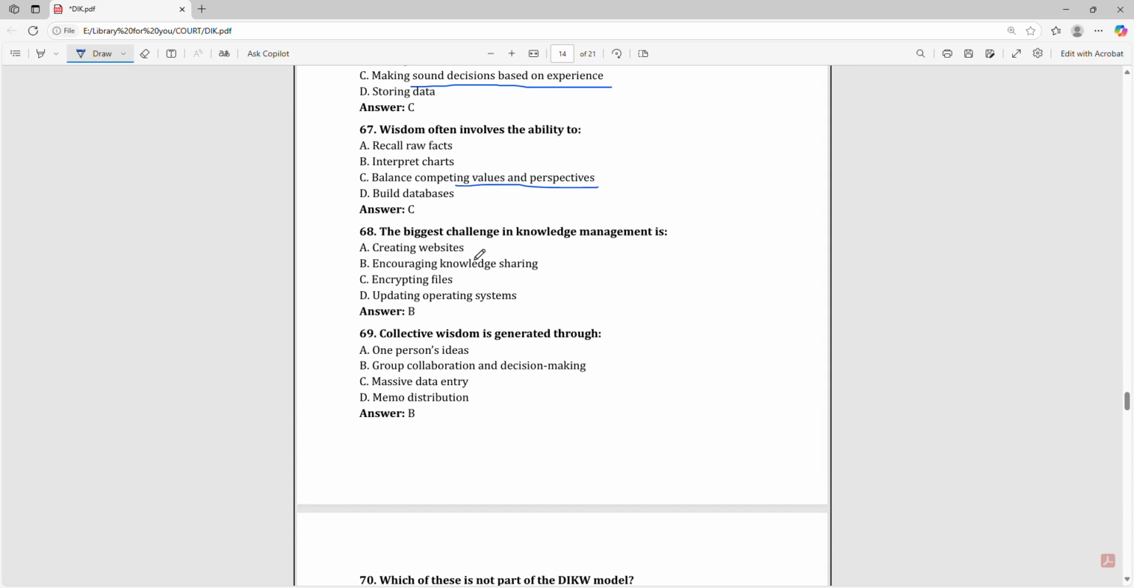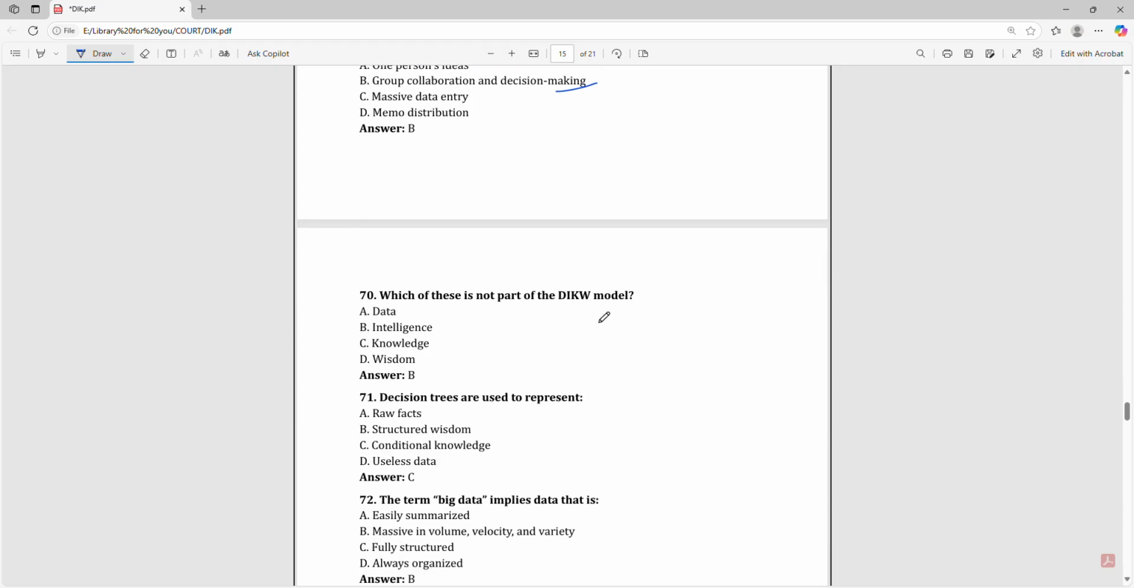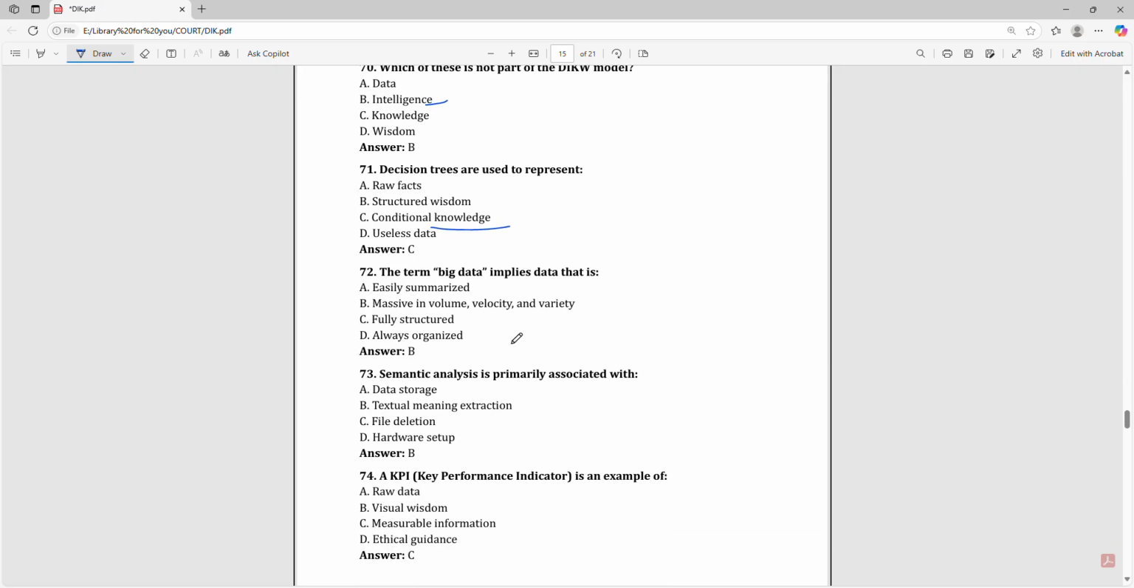The biggest challenge in knowledge management is encouraging knowledge sharing. Collective wisdom is generated through group collaboration and decision making. Which of these is not a part of the DIKW model? That is intelligence. Decision trees are used to represent conditional knowledge. The term big data implies data that is massive in volume, velocity, and variety.